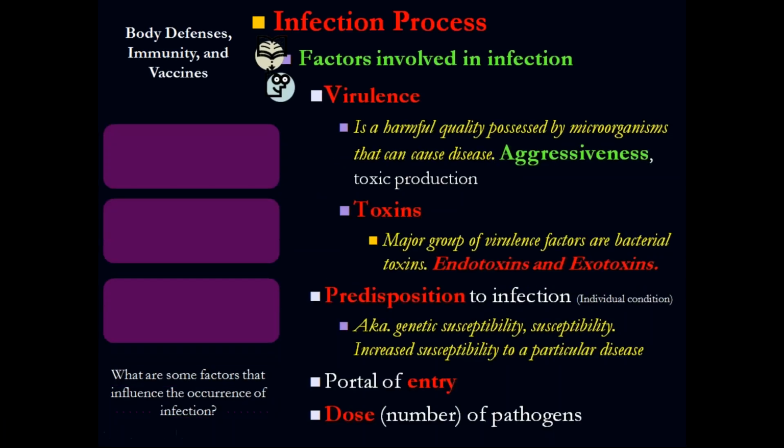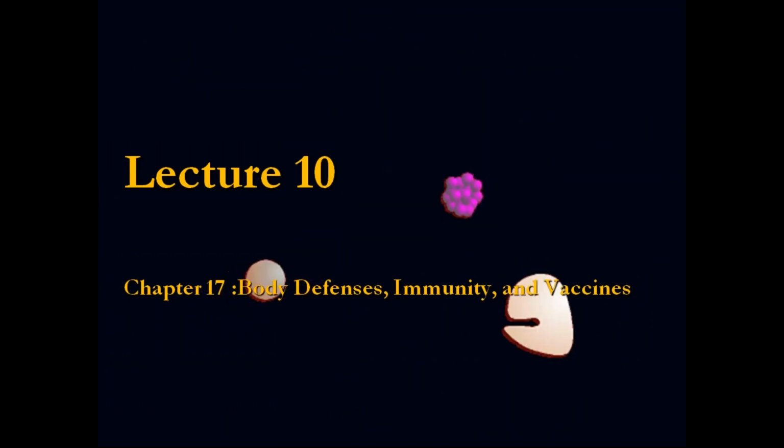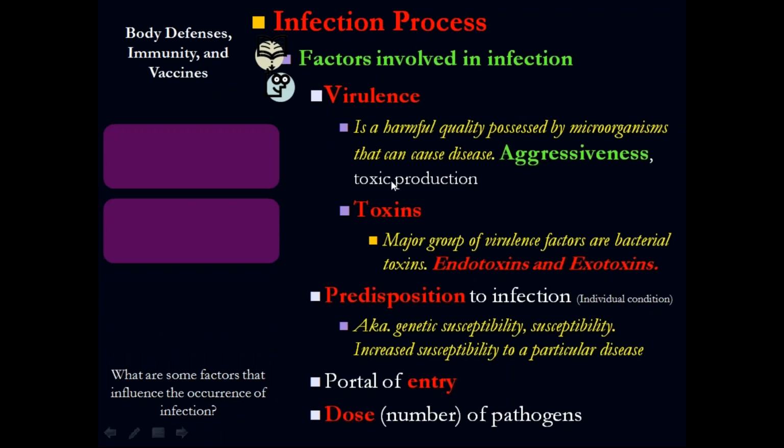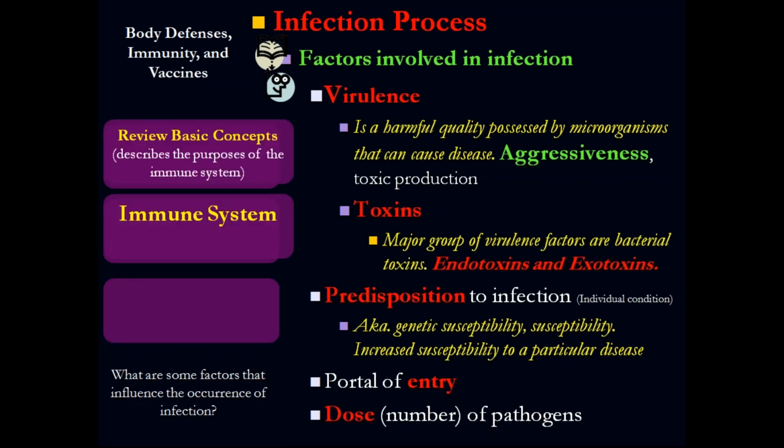All right, so to remember, the next lecture is about body defenses, immunity, and vaccines. So here we have virulence. You need to remember that part of that is the toxins, endotoxins and exotoxins. Exotoxins are the waste product of the bacteria. The bacteria eat, and the process gets rid of a waste, that is called exotoxin. Okay, and endotoxin is a factor that is located in the membrane of the bacteria.